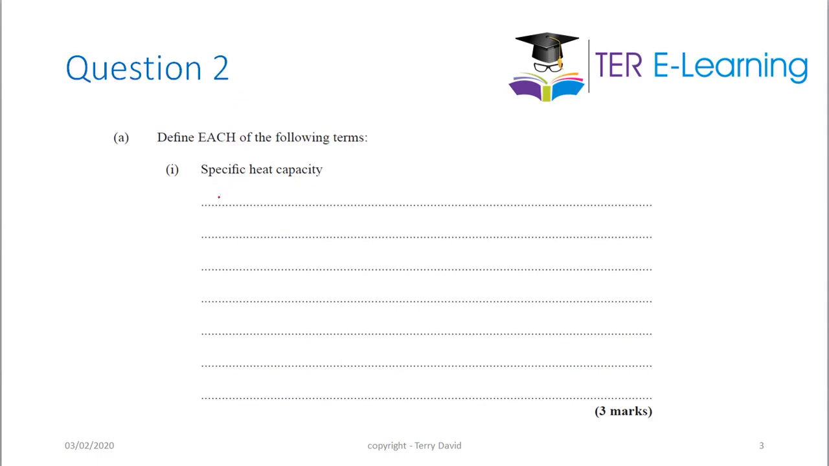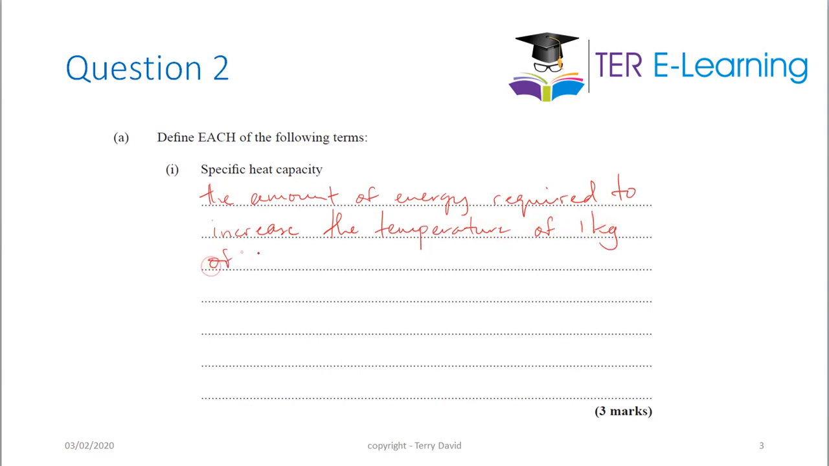Now, specific heat capacity is the amount of energy required to increase the temperature of 1 kilogram of a substance by 1 degree, right? Now, when you are given definitions in physics, you need to be very precise.